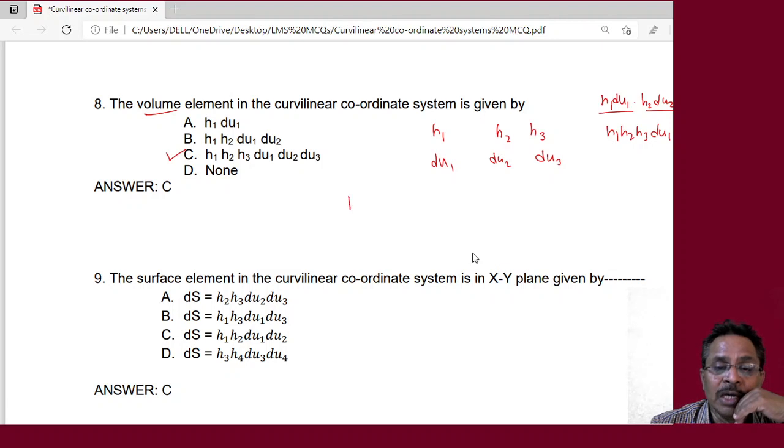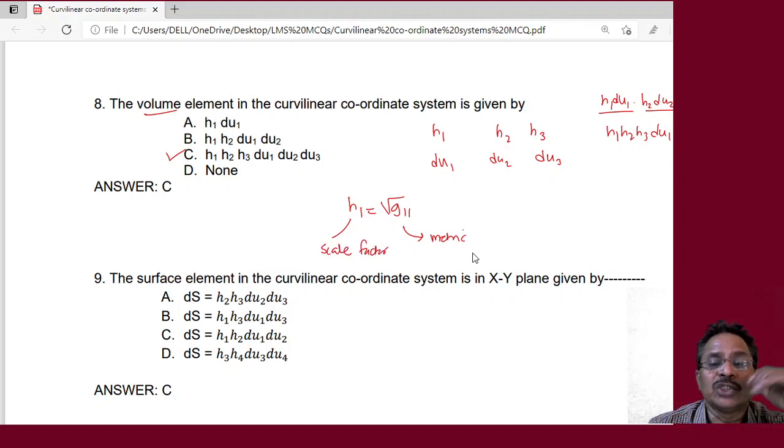As usual, we know that we calculate h1 as the root of g11, where g11 is called the metric coefficient and h1 is called the scale factor. Now we know how to calculate this h1 or g11 for any system.